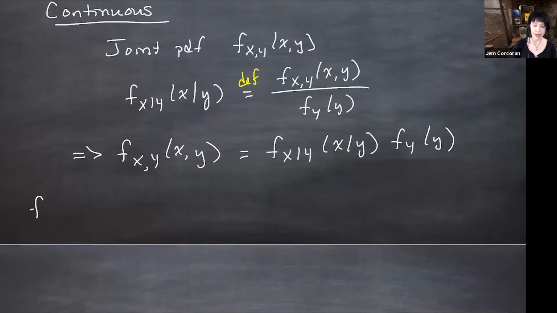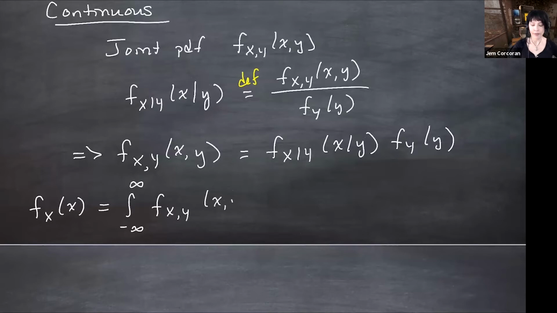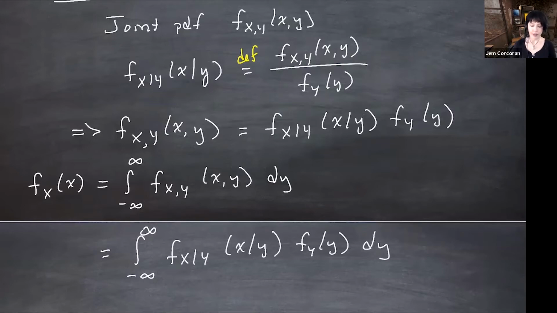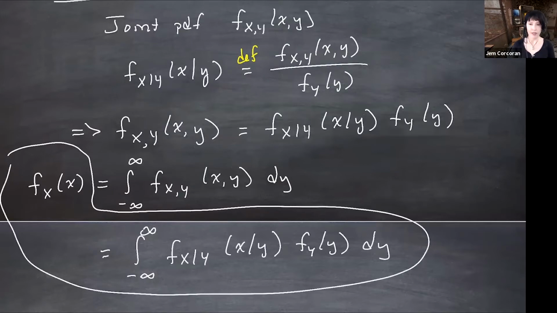And now let's write a marginal PDF in terms of, let's condition on another random variable. If I have a marginal PDF for X that I care about, but it's not easy to compute, I could write this as the integral from minus infinity to infinity of the joint PDF for X and Y and integrate out the Y. And then I can use the fact that that joint PDF can be written as a conditional times a marginal.